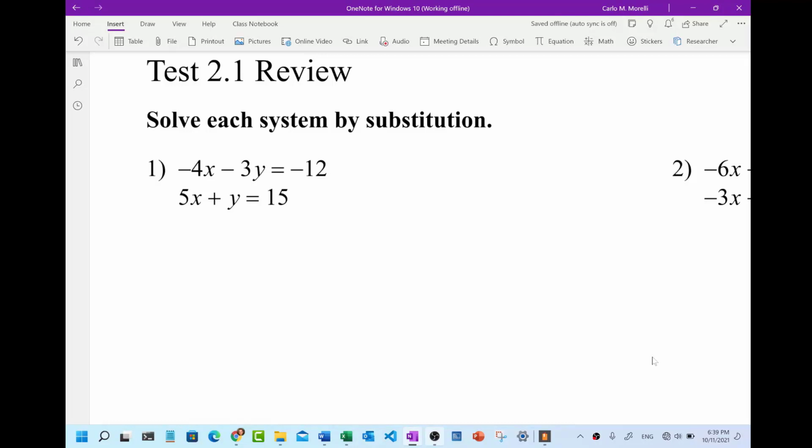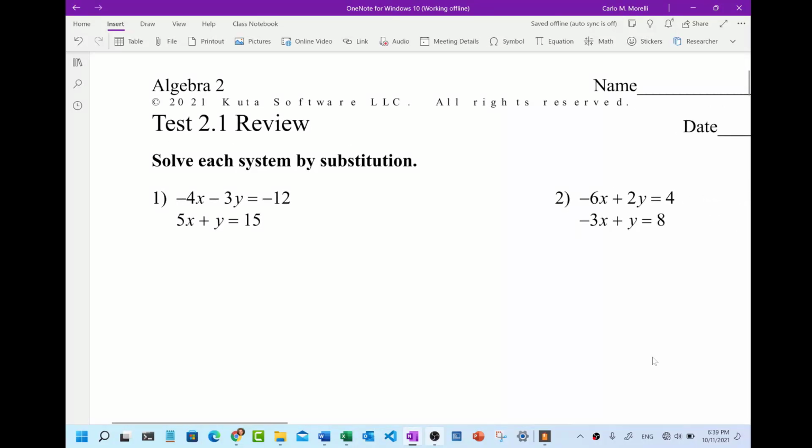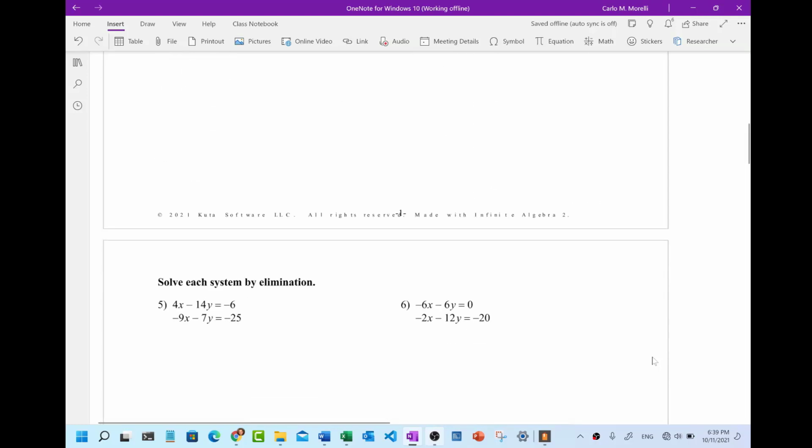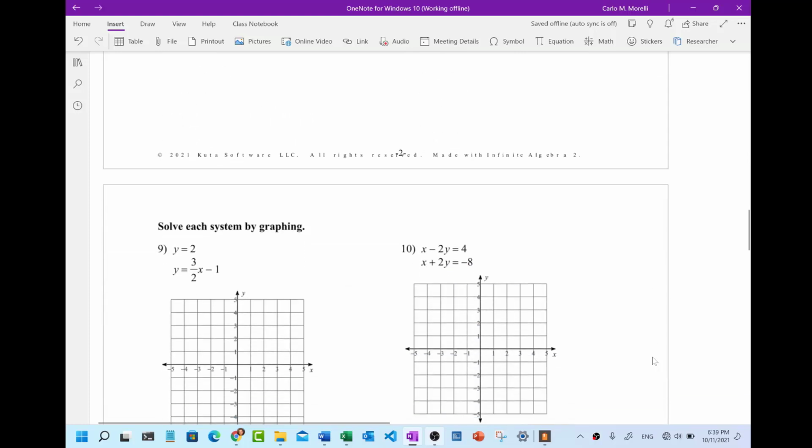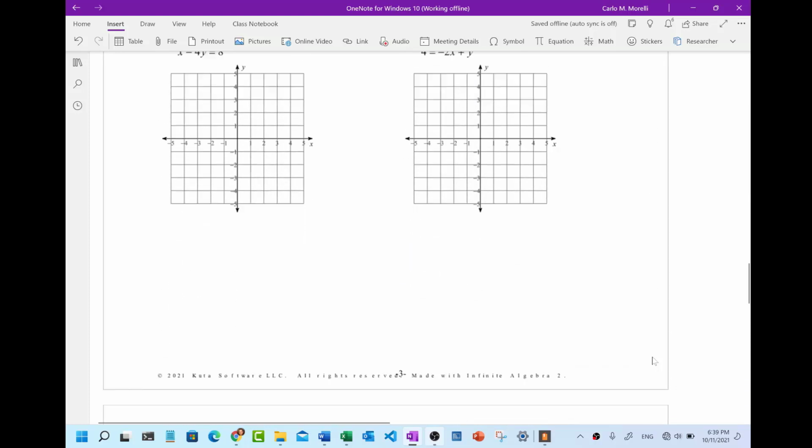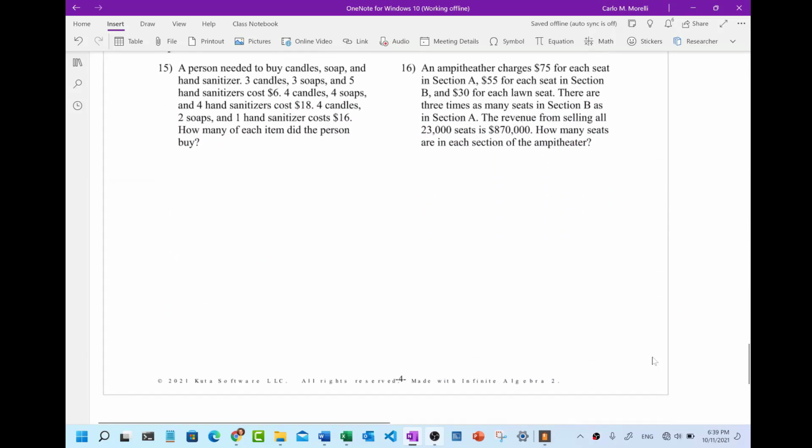Okay, welcome to the Test 2.1 review, and we will go through this question by question. All work will be shown by hand. Everything will be explained to you so you're prepared for your test.